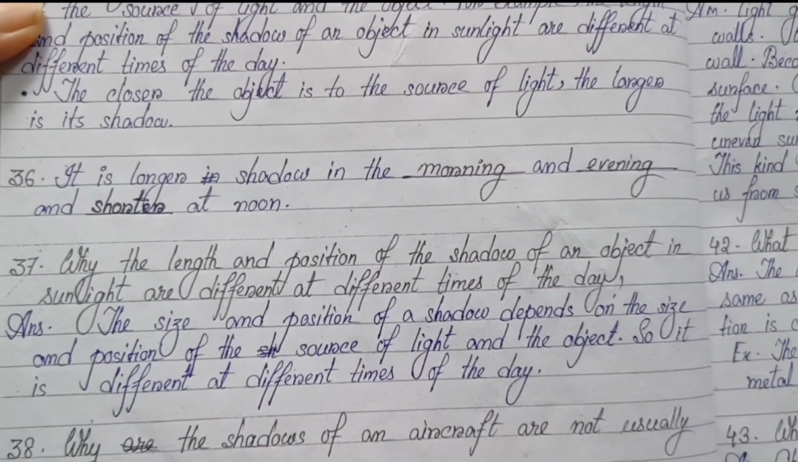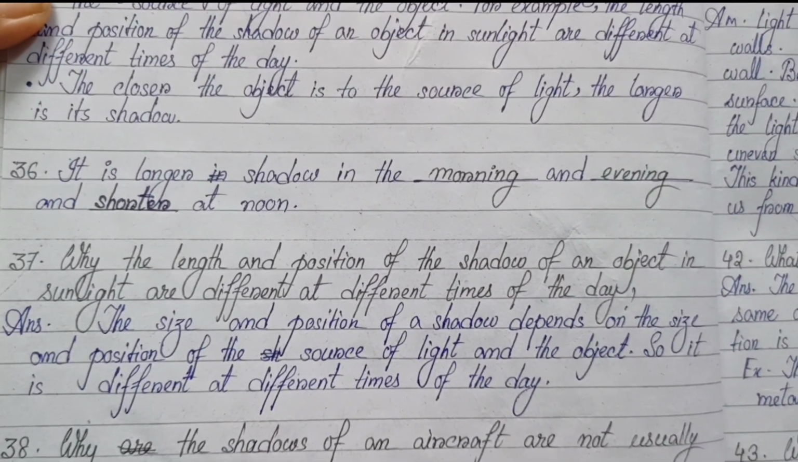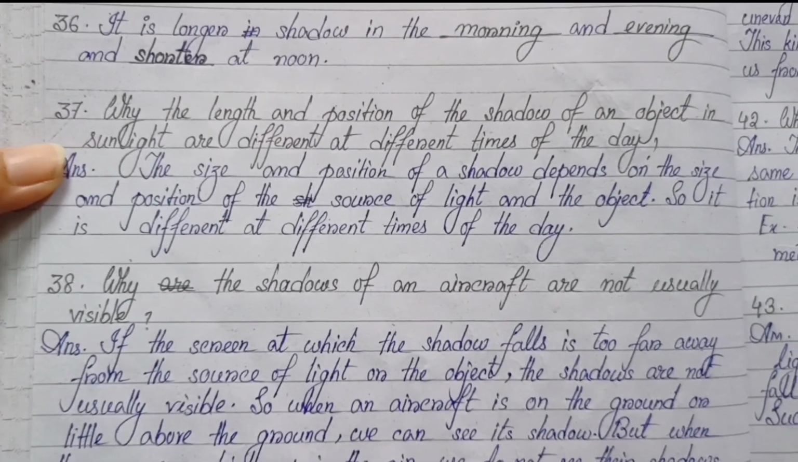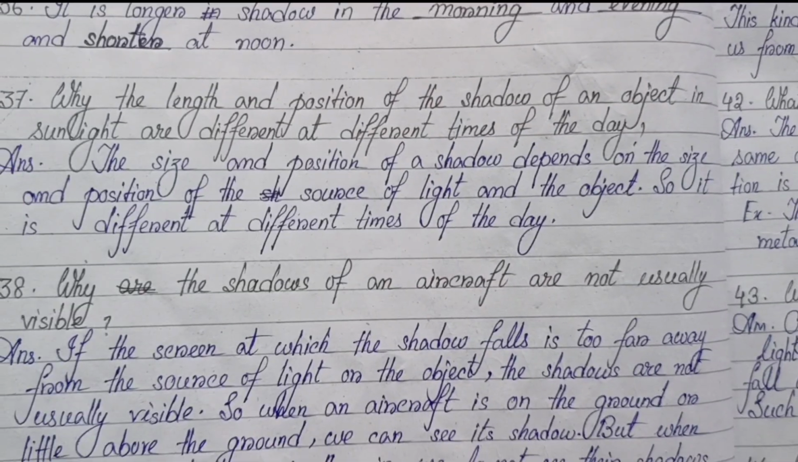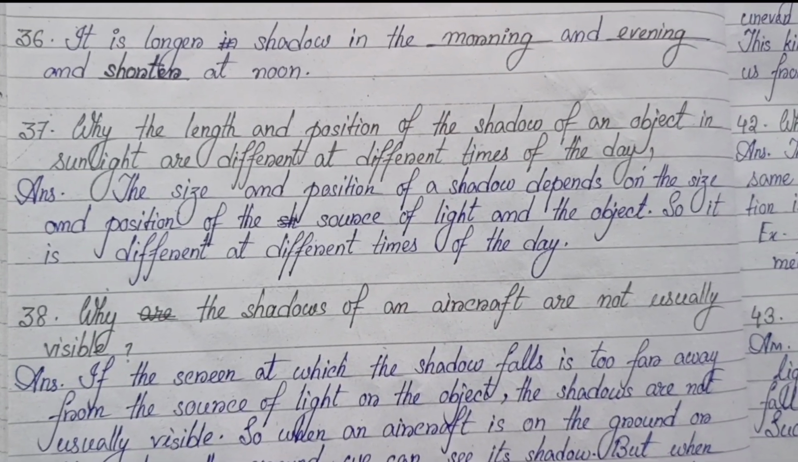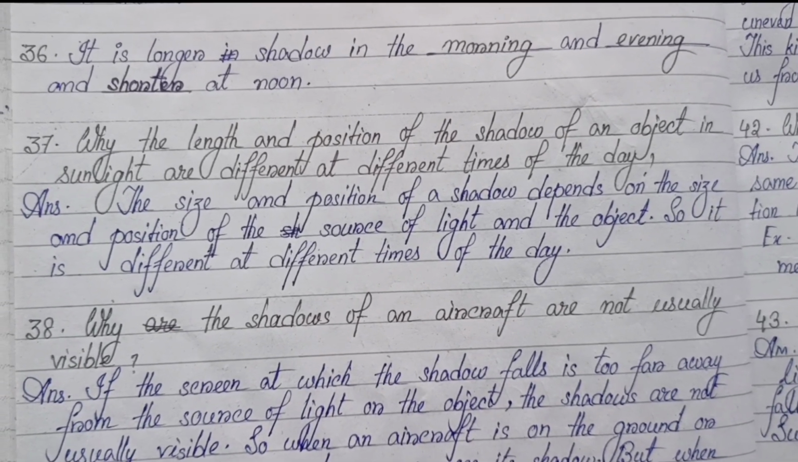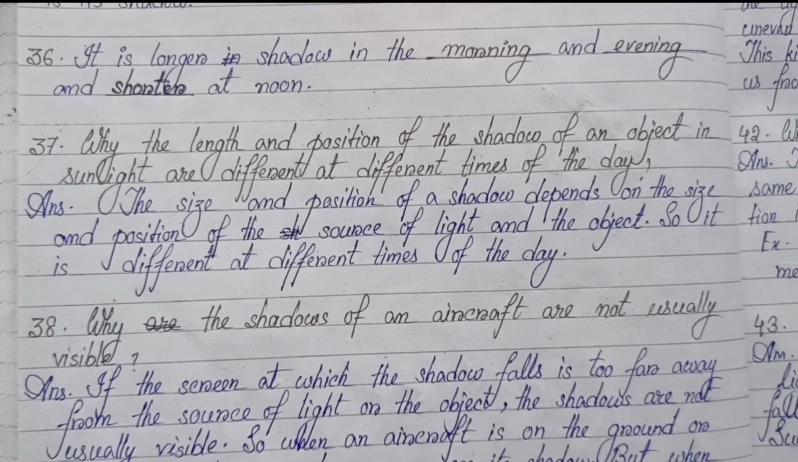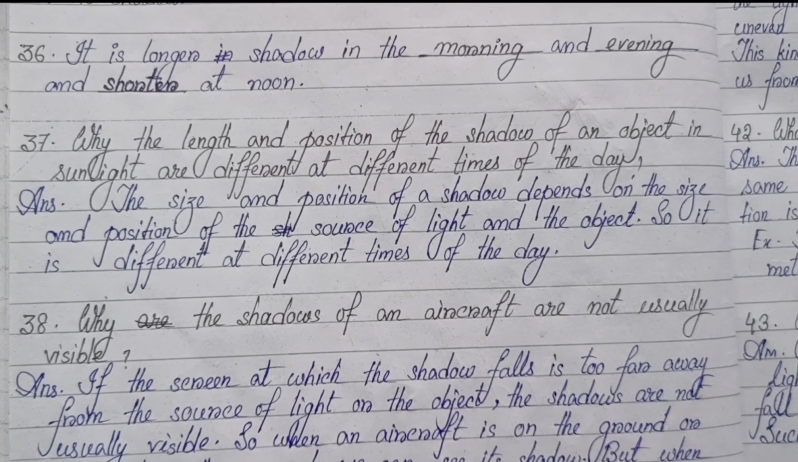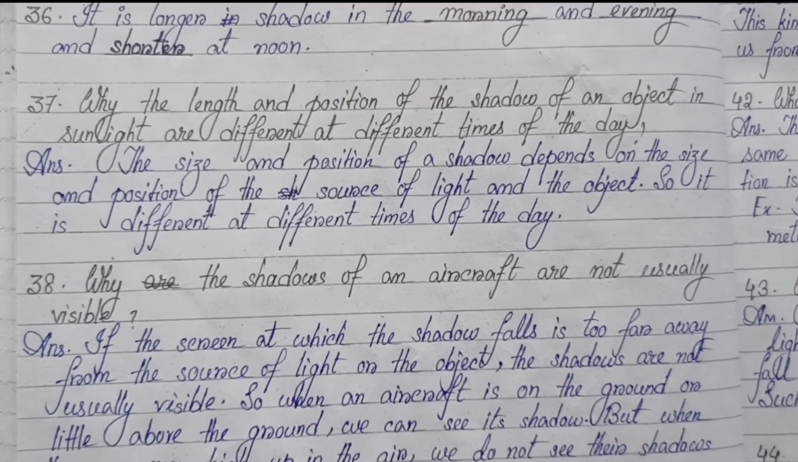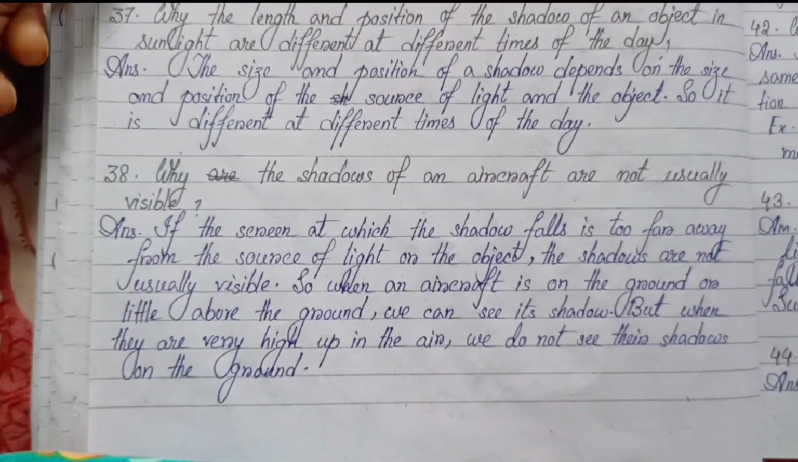Next, number 36. It is a longer shadow in the morning and evening and shorter at noon. Number 37. Why do the length and position of the shadows of an object in sunlight differ at different times of the day? The size and position of a shadow depends on the size and position of the source of light and the object. So, it is different at different times of the day.